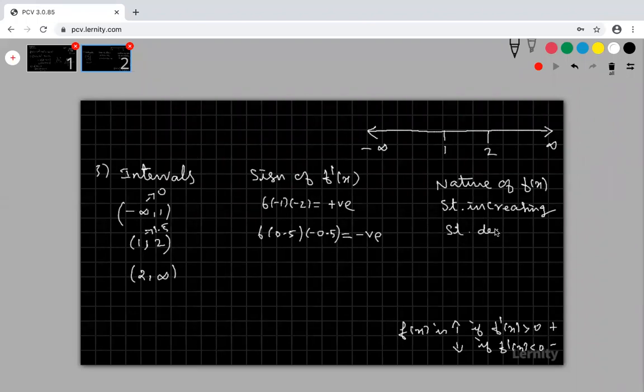Since my f dash of x is negative, my f of x is strictly decreasing. Okay, right? So now come to the next one.